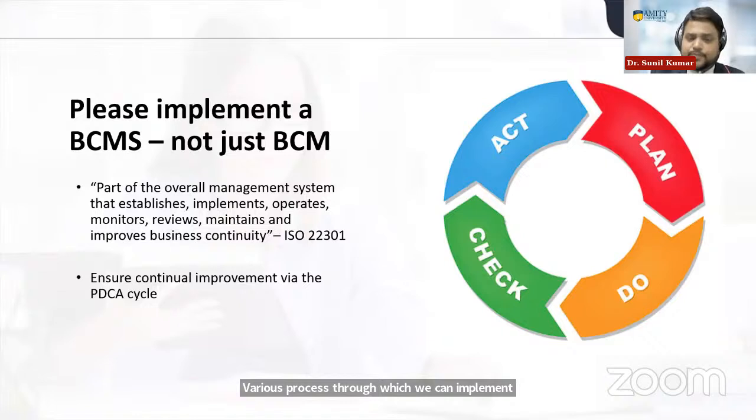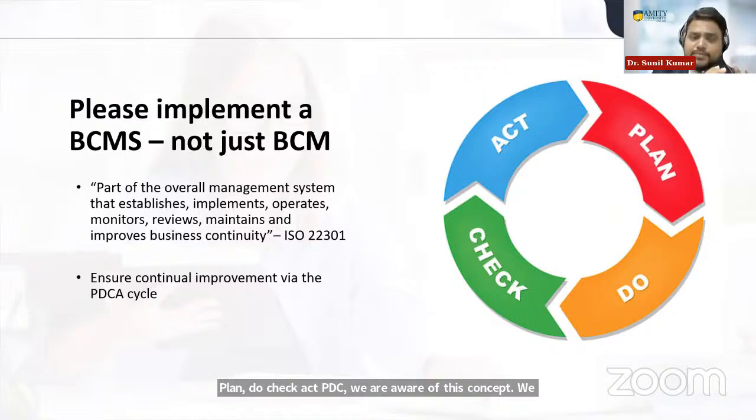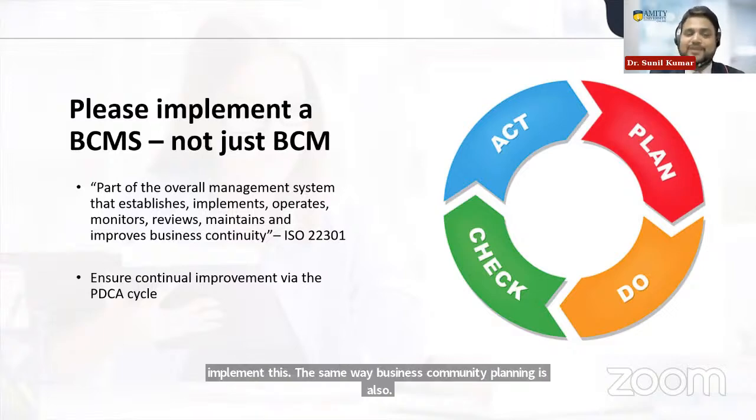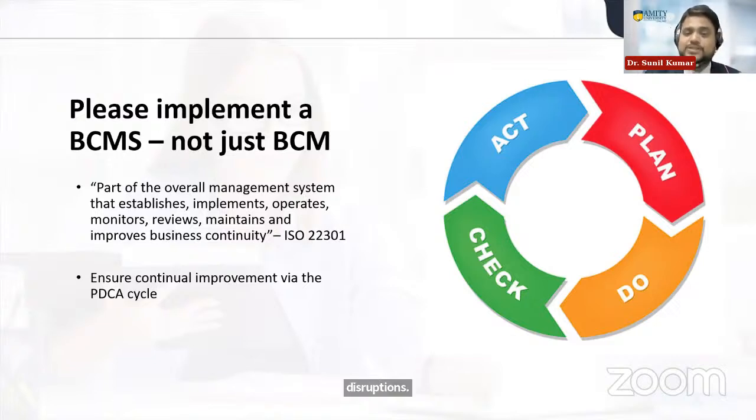Right? So what we can say is that it is not just BCM, business continuity management planning, but a business continuity management planning system, because it is a continuous cycle: plan, do, check, act. PDCA, we are aware of this concept, and we implement it the same way. Business continuity planning is also a cycle which keeps on improving itself, its process, its activity, for overall development, better sustainability, and better recovery from those disruptions, those actions which impact our business.